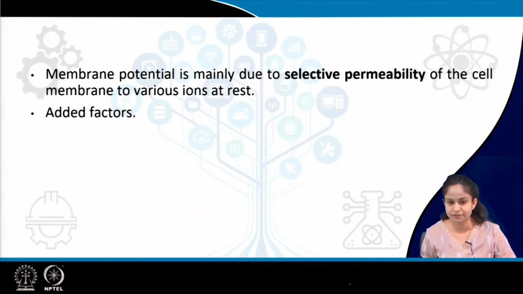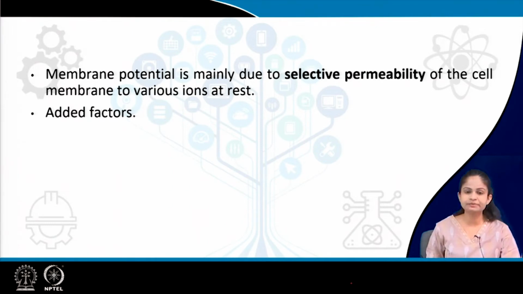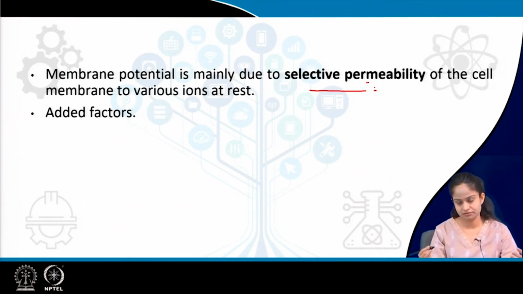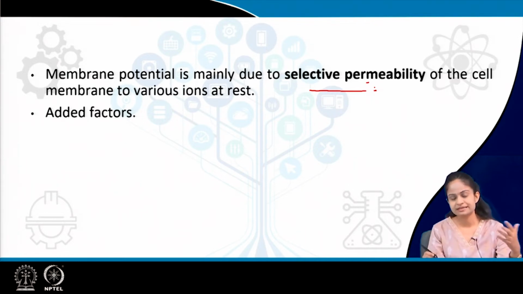So, next we come to the genesis of resting membrane potential. Now, membrane potential is mainly due to the selective permeability of the cell membrane. As we know, we have a phospholipid bilayer cell membrane in our body, and this plasma membrane is selectively permeable. So, it is not permeable to all ions. It is mainly permeable to specific ions. So, what are these ions and what is the permeability coefficient of these ions, we will see.